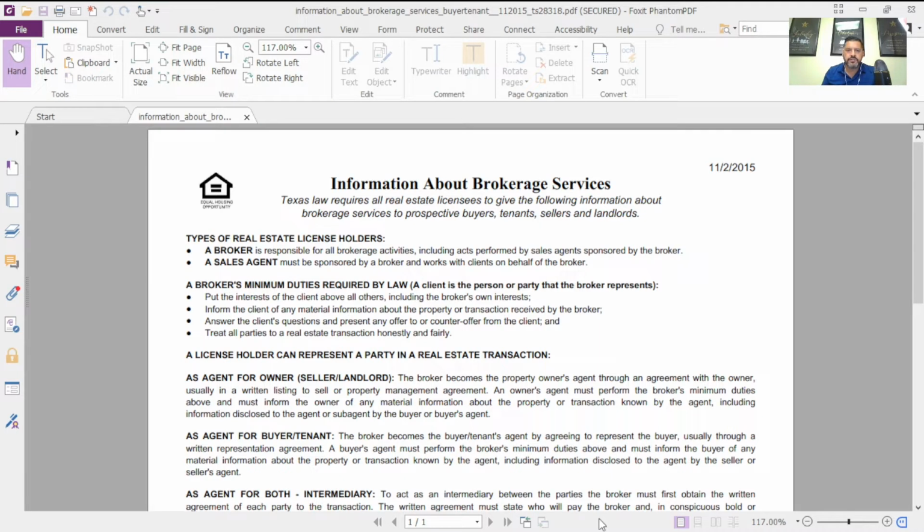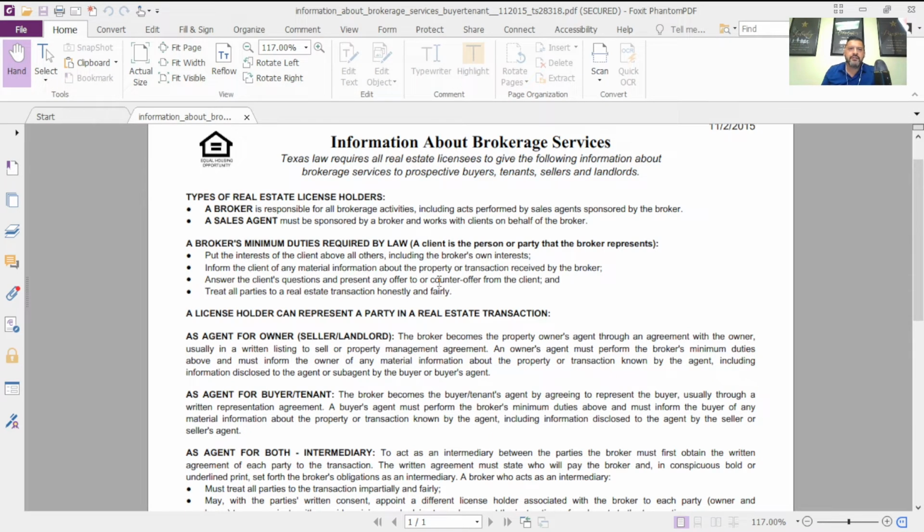The first portion of this form describes the types of real estate license holders. There are two: the broker and the sales agent. The broker is responsible for all brokerage activities and is responsible for the sales agent. A sales agent must always be sponsored by a broker, and everything they do, they're doing on behalf of the broker.